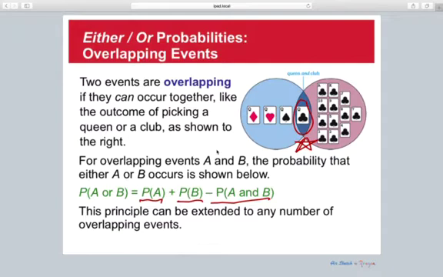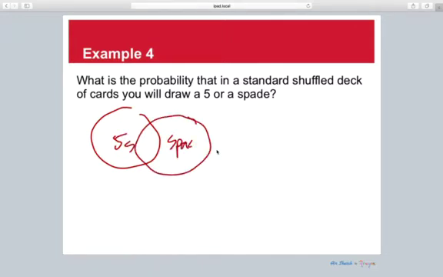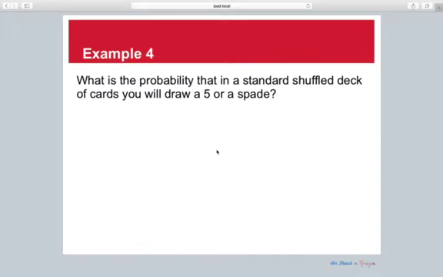All right, so let's do an example of that. What's the probability in a standard shuffled deck of cards you will draw a 5 or a spade? So remember, we would have our 5s, and here we would have our spades, and the overlap would be the 5 of spades. All right, so probability of 5 or spade.